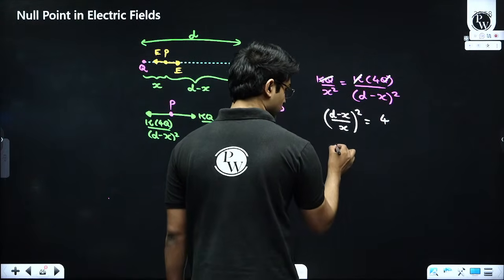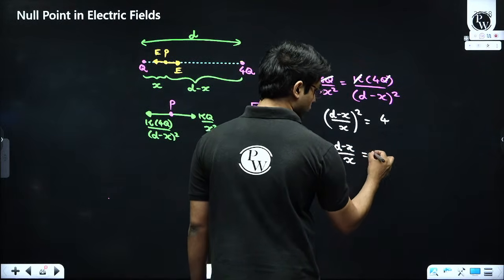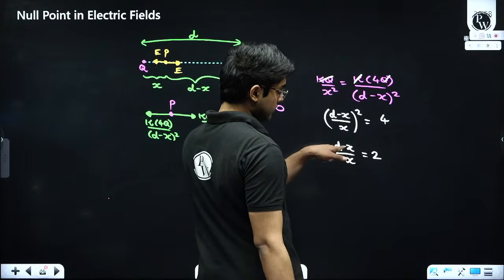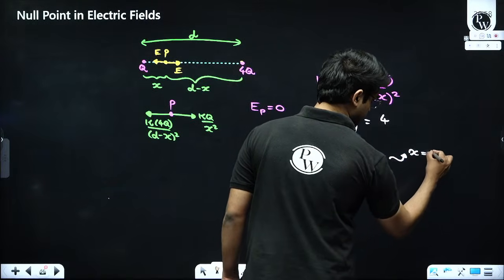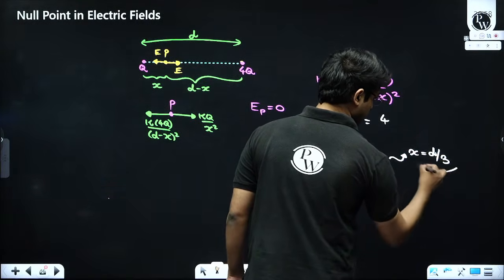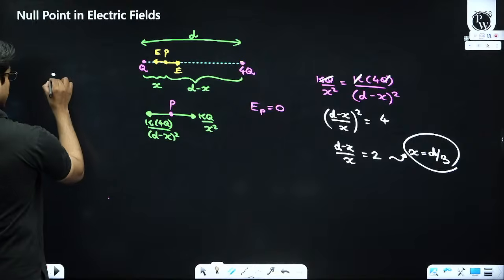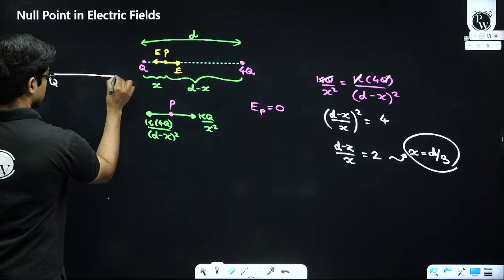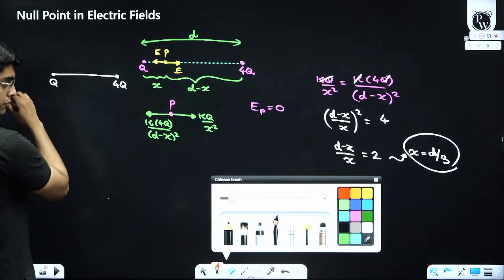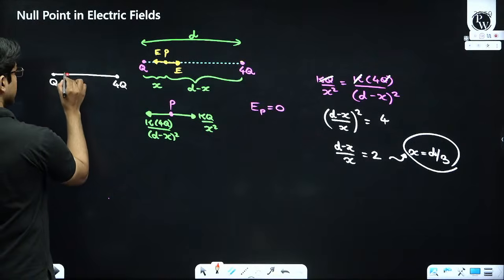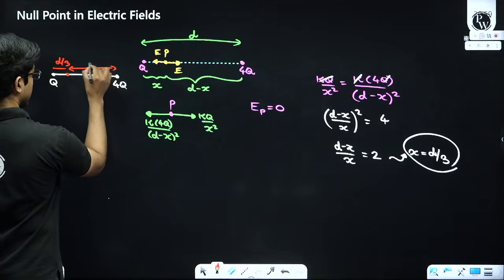Now take the square root. So this will be D minus X divided by X, equal to the square root of 4, which is 2. So 2x plus x is equal to D, which means x is equal to D by 3. So the point where the field is 0 is actually D by 3. If this is Q and this is 4Q, then the point where the field is 0 is over here somewhere, such that this is D by 3. Of course, this will be 2D by 3.